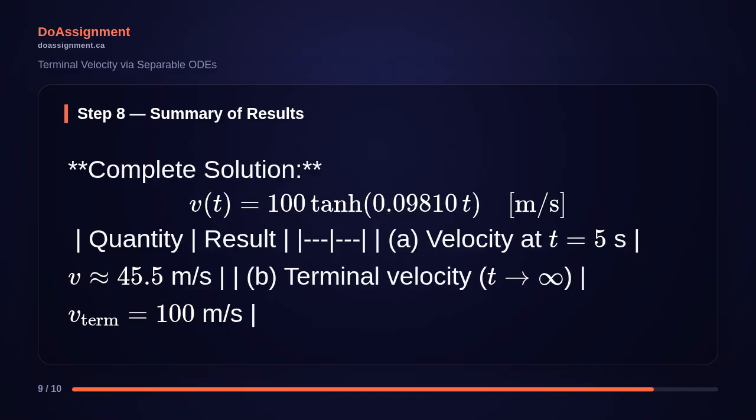To summarize, the full velocity equation is 100 times hyperbolic tangent of 0.09810 t. At t equals 5 seconds, the velocity is approximately 45.5 meters per second. The terminal velocity, reached asymptotically as time goes to infinity, is exactly 100 meters per second.